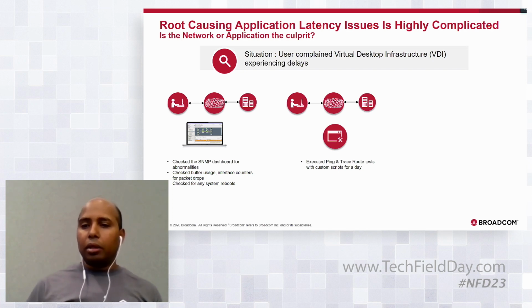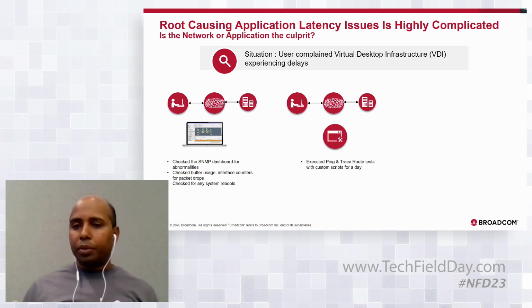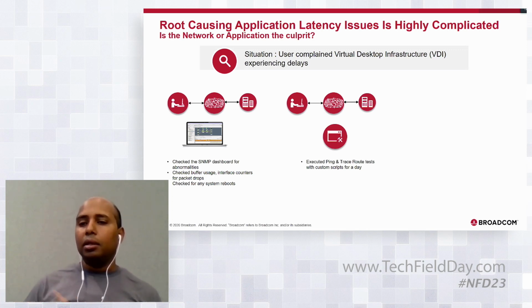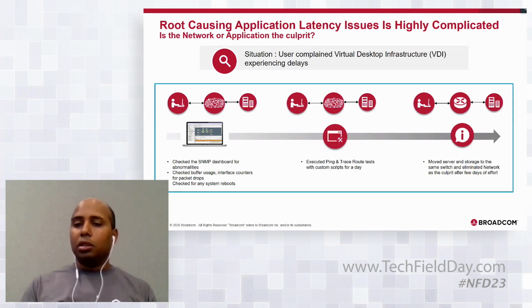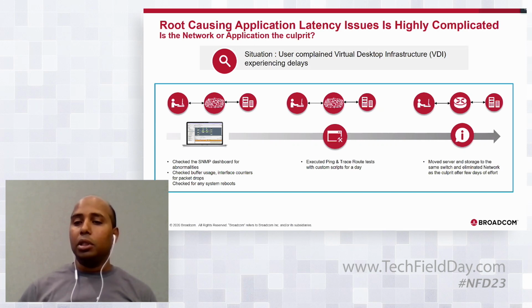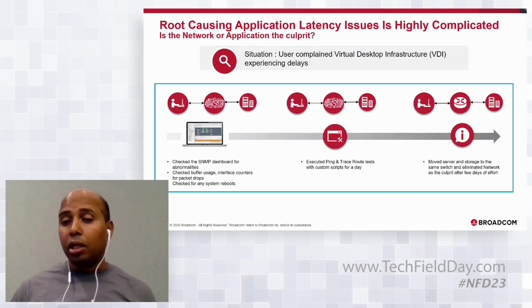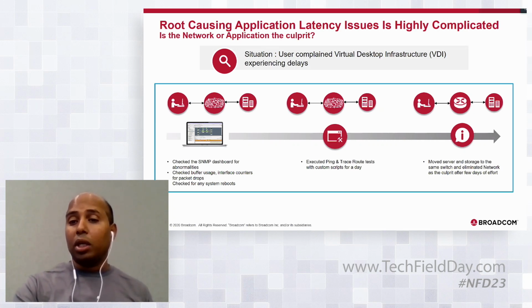Then they tried traceroute and ping, and that did not provide any clue. So they developed custom scripts to run periodically every day for a couple of days, and that did not give any clue either. Then they took the last resort, which was to move the server and storage infrastructure connected to the same switch to eliminate the network as the culprit. And that proved the network was not the issue. So this lasted a few days, just to eliminate the network as the culprit.